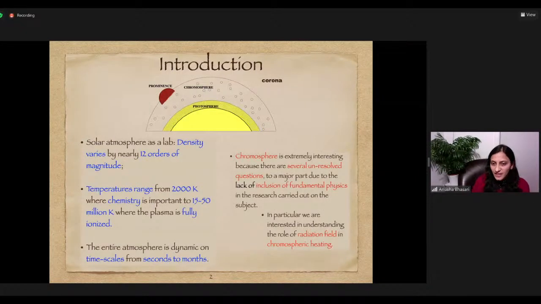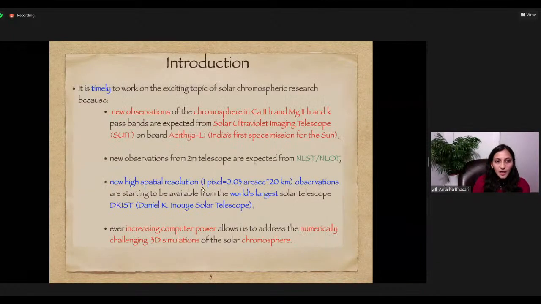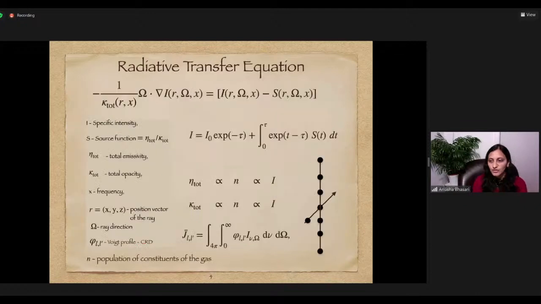So I start by saying that we are interested in the solar chromosphere. Thanks, Max, already for setting the stage. I won't go into the details. We are interested in the low density chromosphere, and in particular, we are interested in understanding the role of the radiation field in chromospheric heating. Now that there are new observations of the chromosphere in the calcium II H and K and magnesium II h and k passbands expected from SUIT on board Aditya, and there is an NLST project coming up, and also new observations from DKIST are already starting to come up, and ever-increasing computer power allows us to address the numerically challenging simulations of the chromosphere.